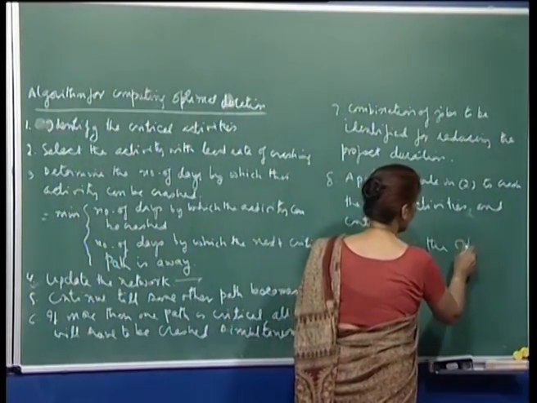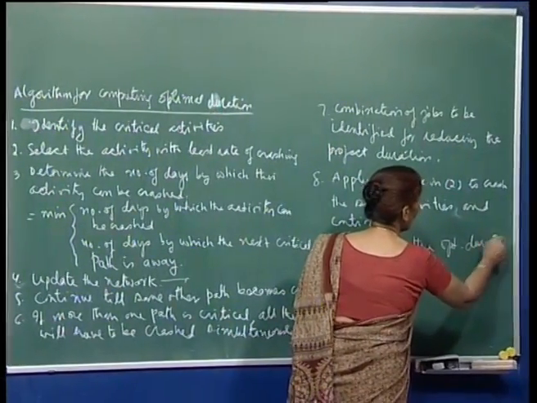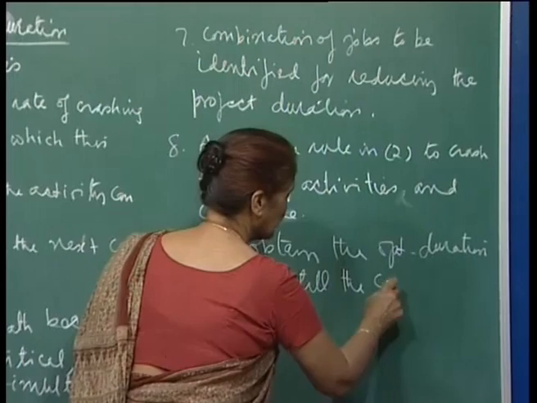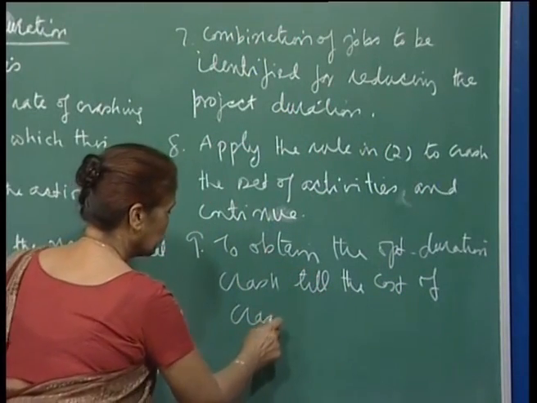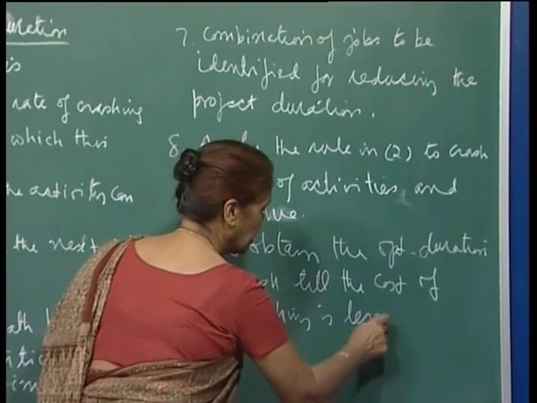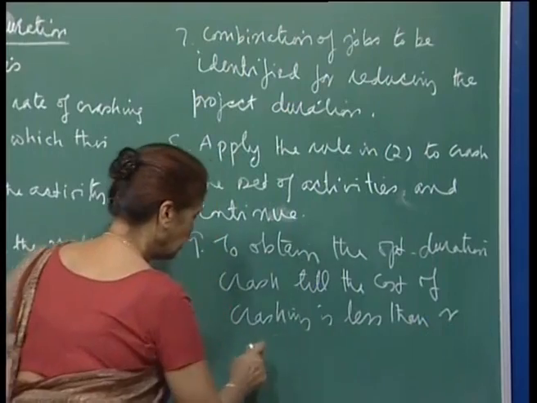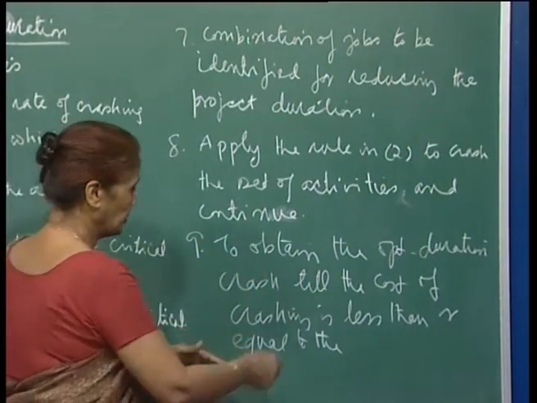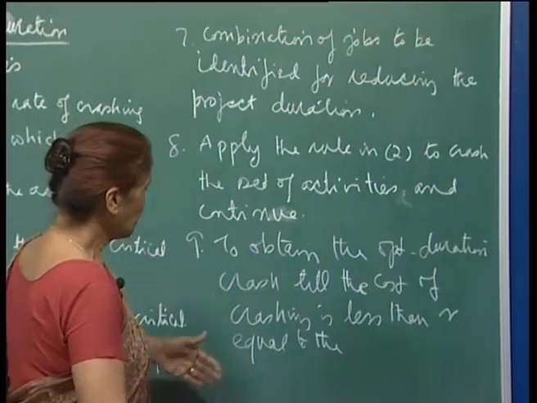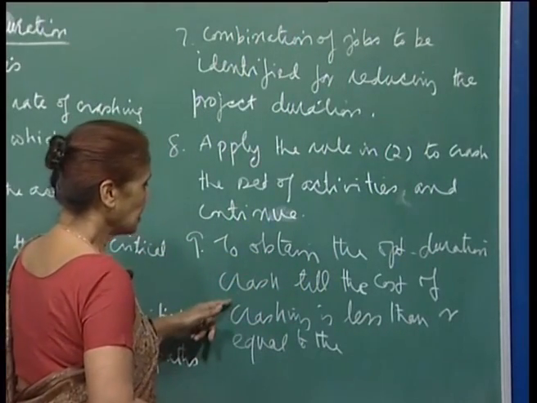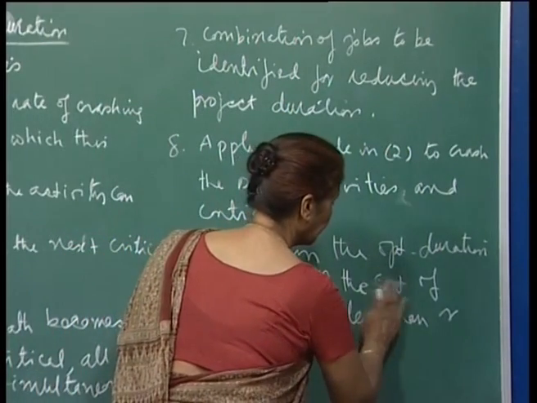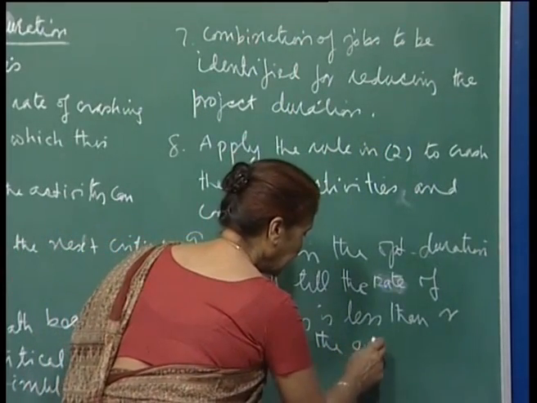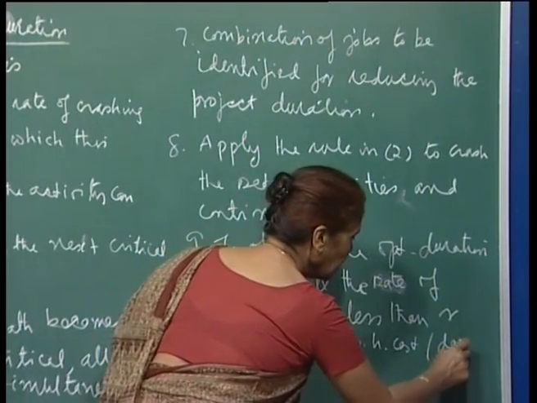And of course, to obtain the optimal duration, crash till the cost of crashing is less than or equal to the... again I am not writing it very precisely, but I should have said that to obtain the optimal duration, crash till the rate of crashing is less than or equal to the overhead cost per day, okay, because you want to balance.